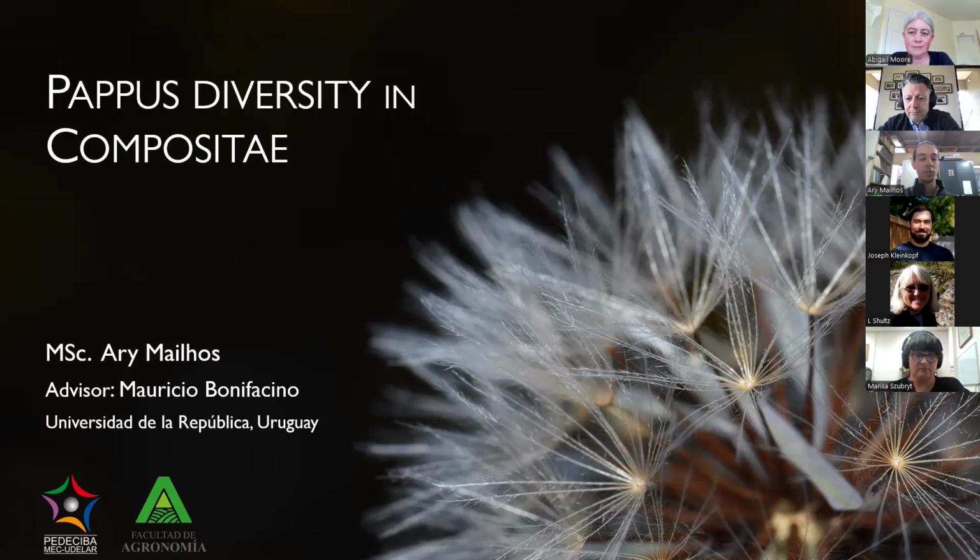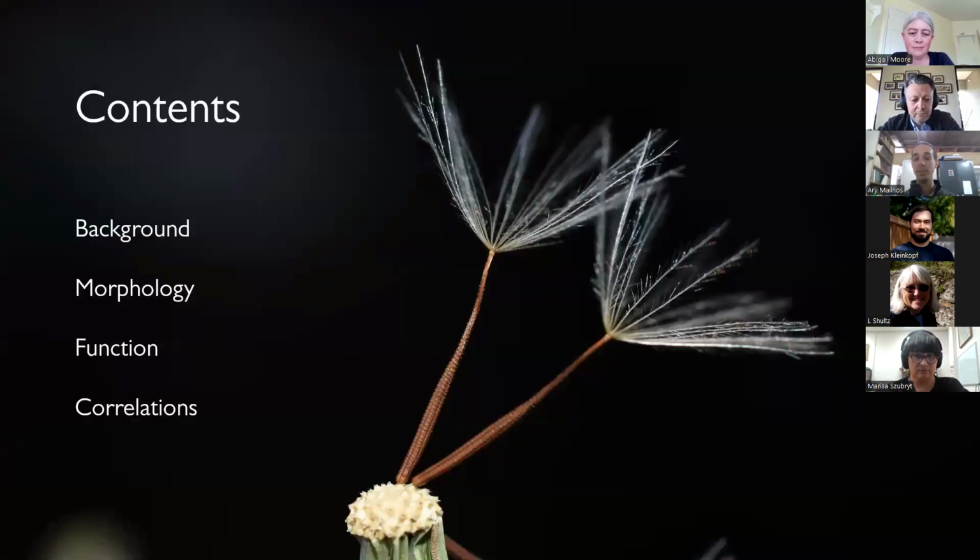As part of this talk, I'm going to be giving some general background on the Pappus as a structure in general, and then we'll be going into some detail into the morphology and anatomy of the Pappus, showing some of the main examples we can find within the family. And then we're going to cover the functional diversity that we can see within the Pappus in different groups of the Asteraceae. And lastly, we're going to be talking briefly about what correlations may occur between the morphology of the Pappus and its function and other structures within the capitulum of a plant.